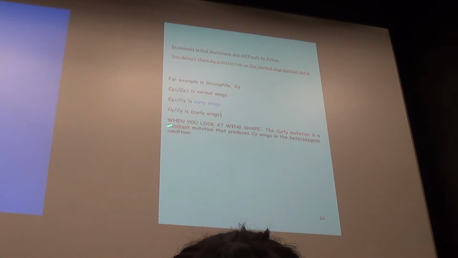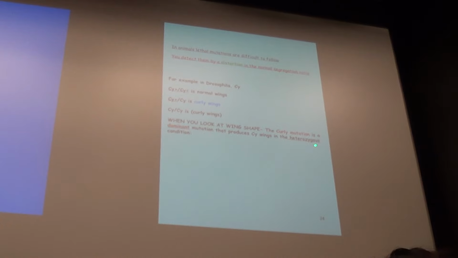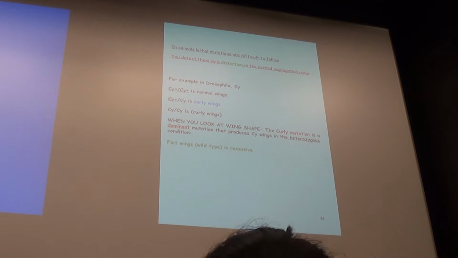Because it's a mutant version that is being expressed in the heterozygous condition. And then, little cy is probably curly. I'm saying probably curly because when you look at wing shape, the curly mutation is dominant because of the heterozygous condition you get curly wings. Flat wings is recessive.